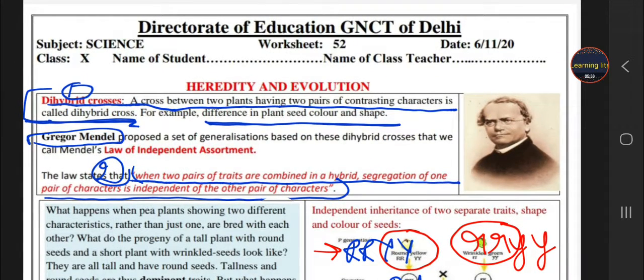I think this Punnett square is very important, student. If you practice on that Punnett square at your home with your NCERT book, with different colors, with different examples, by taking two different characters of a pea plant, then it will be useful for you and you will score good marks in your exam. So student, do practice the Punnett square of the dihybrid cross.